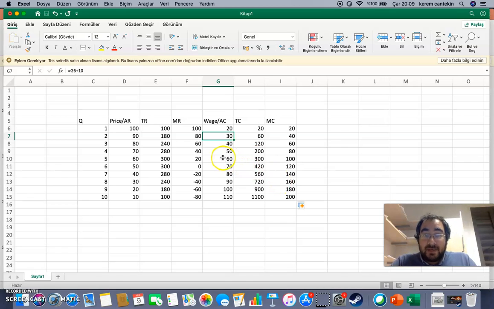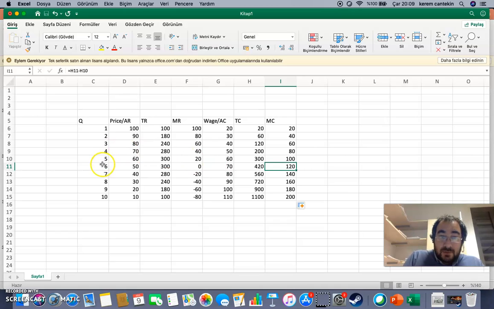For example, when we increase the number of workers from 5 to 6, the marginal cost of our 6th worker is 120. And why is this so? This is so because when we hire the 6th worker, we pay $70 to the 6th worker and an additional $10 for the previous 5 workers we have hired, which is $50. So the marginal cost is 70 plus 50, which is 120.